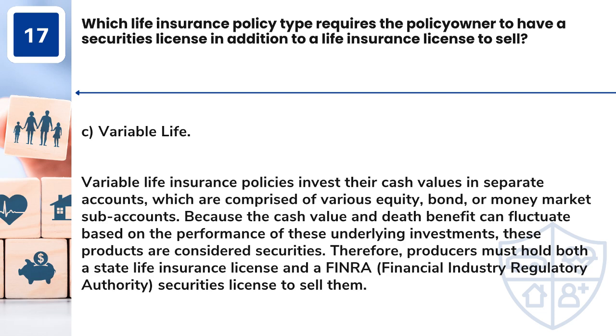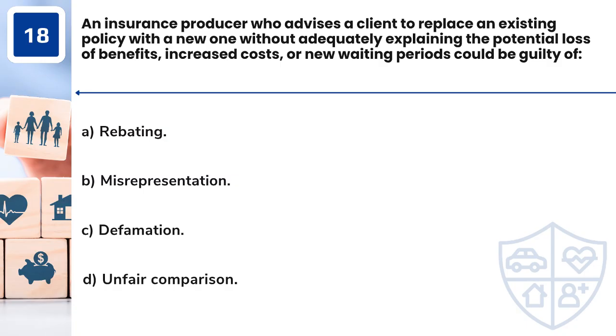equity, bond, or money market subaccounts. Because the cash value and death benefit can fluctuate based on the performance of these underlying investments, these products are considered securities. Therefore, producers must hold both a state life insurance license and a FINRA, Financial Industry Regulatory Authority, securities license to sell them.